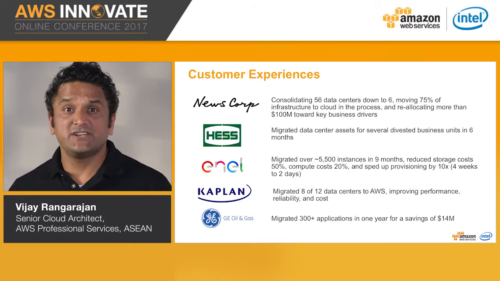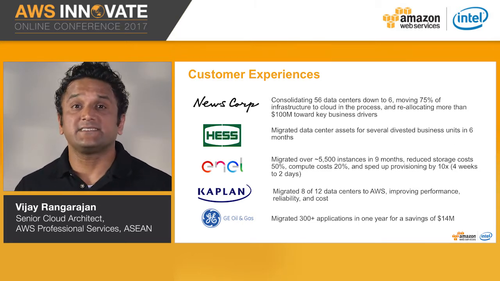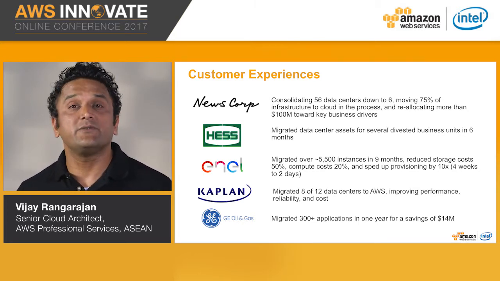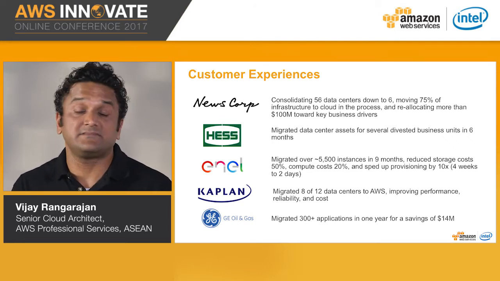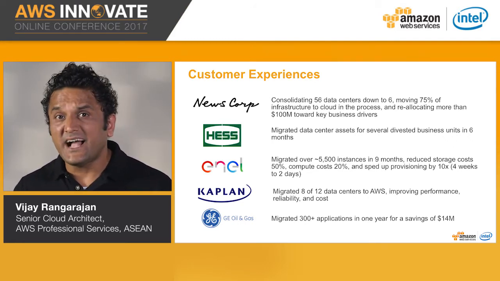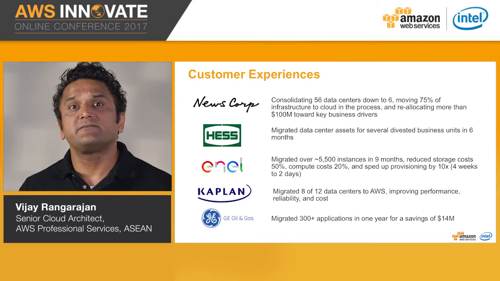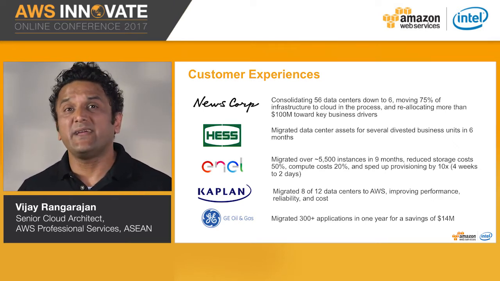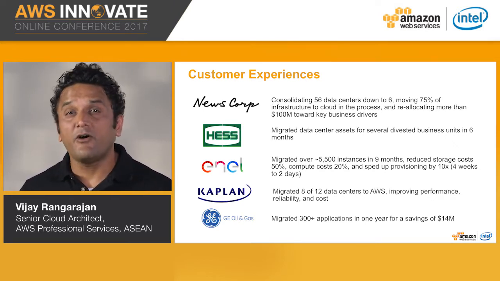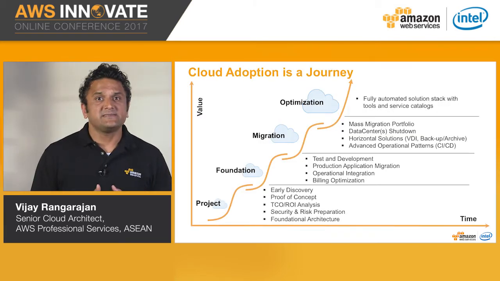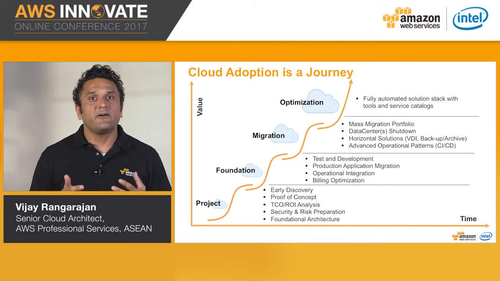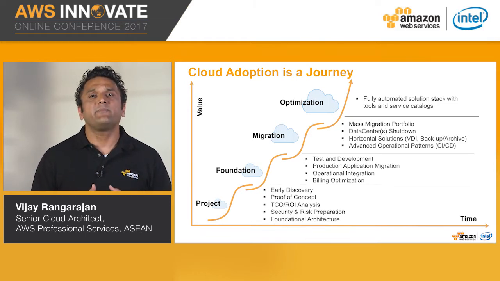Many enterprises, such as Kaplan, have further increased the savings by exiting data centers and avoiding further capital investments. We also see a big shift even in enterprises such as News, who have accelerated their innovation cycles by 6 months by deploying an accelerated application lifecycle. And GE, today, who have migrated 300 plus apps in 1 year, have made significant savings of over 14 million and above.